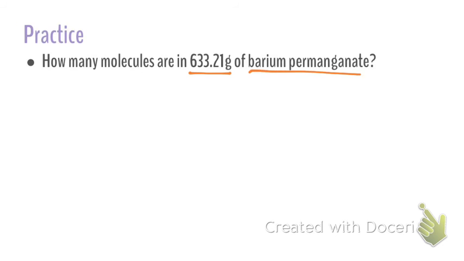How many molecules are in 633.21 grams of barium permanganate? That's just fun to say. 633.21 grams barium permanganate. Permanganate is a polyatomic ion because it ends with ate.